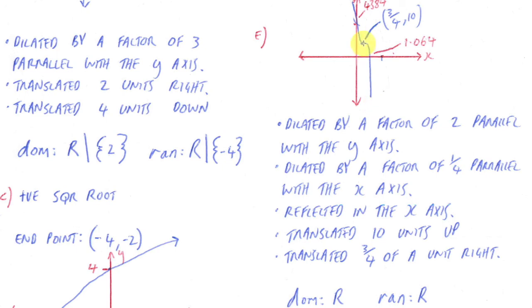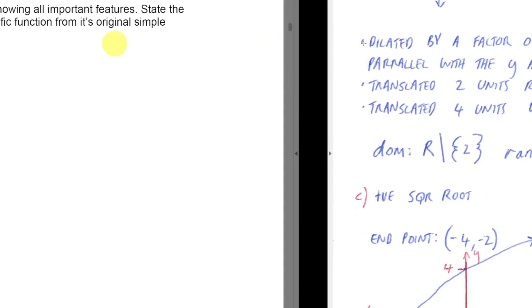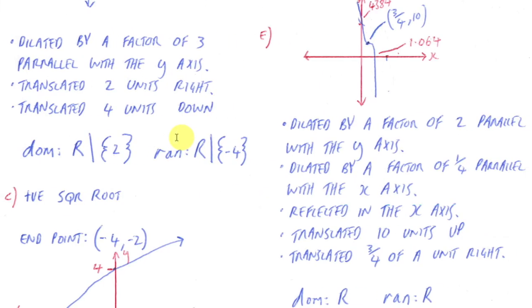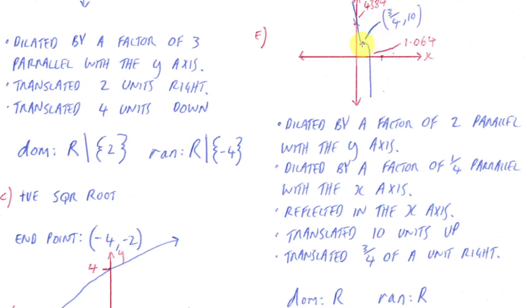Location of this turning point, or not turning point, but point of inflection. Make this equal to 0 and solve for x. So I'd get 4x take 3 equaling 0. Then I'd have 4x equaling 3, x equaling 3 on 4. So the x value is 3 on 4, and the y value is 10. And that's shown here.